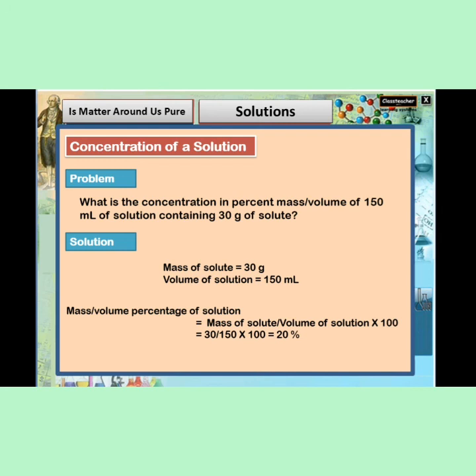Now we will solve more and more problems in the live classes so that the concentration of solutions will be easy for you, and you will do these problems easily. But for doing these problems, you have to remember the formulas, 3 formulas only: mass by mass percentage, mass by volume percentage, and volume by volume percentage. If you know these formulas properly, you can easily apply them to solve the numerical problems.